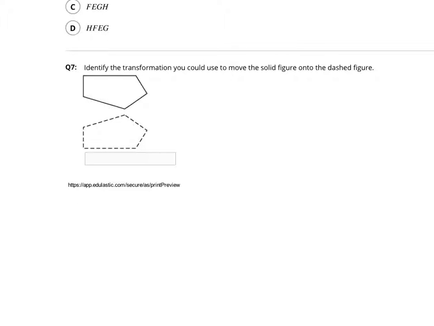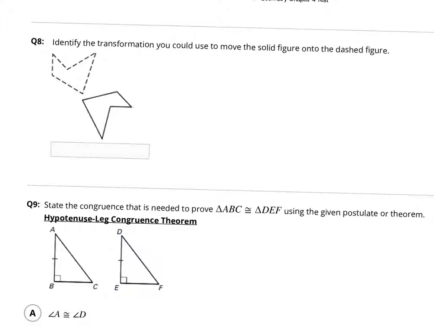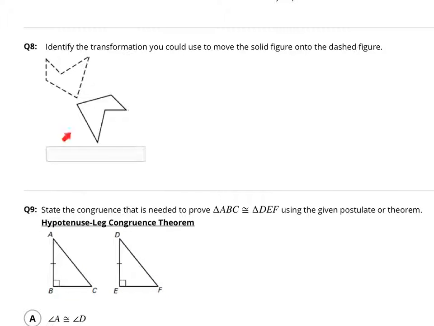Question 7, it says, identify the transformation you could use to move the solid figure onto the dash figure. So to get him on top of him, would it be a translation, a rotation, or reflection? Which of those would it be? All right, same thing on number 8. Let me zoom in here. We're going to go from the solid figure to the dashed figure. So again, translation, rotation, or a reflection. Those are your 3 choices. Which of those applies here?